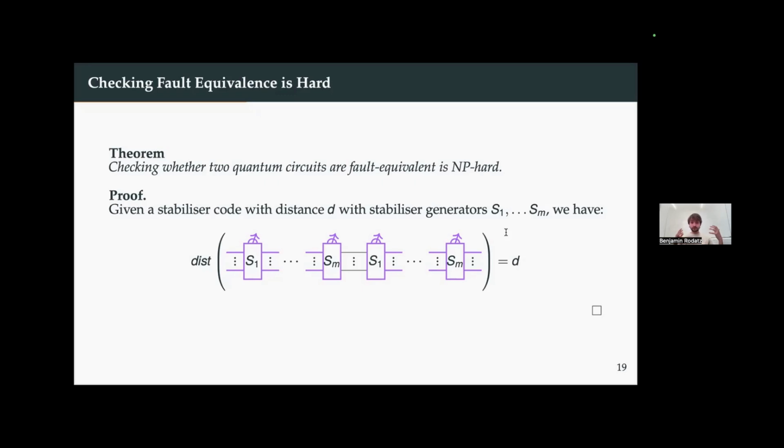So if we want to do fault-tolerant circuit synthesis, we just have to be very careful, because even just the final check, if we have to compute it brute force from scratch, can be very expensive.